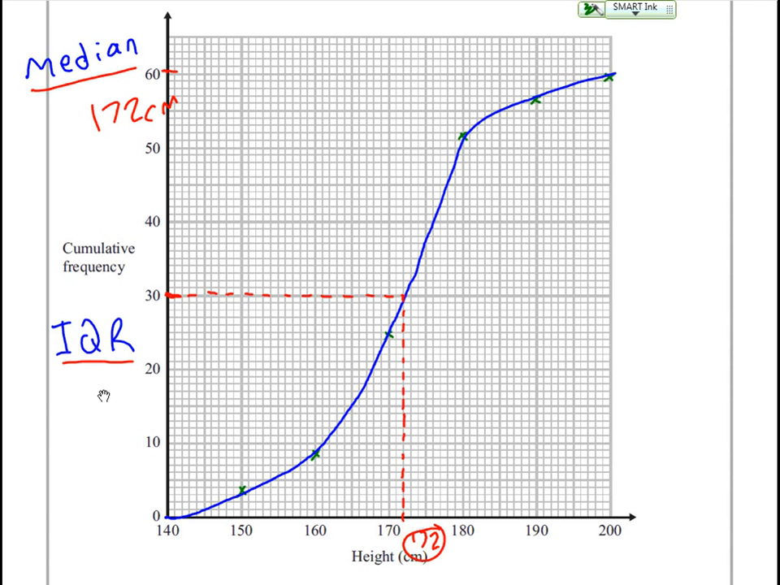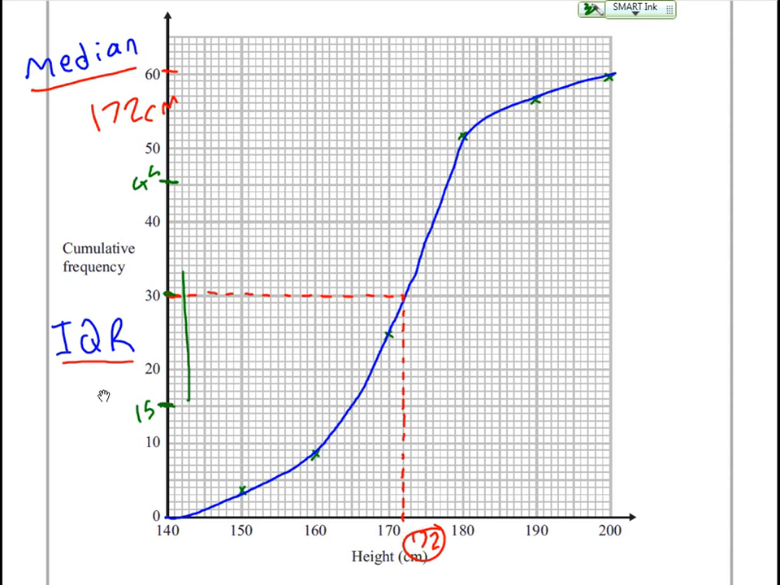Interquartile range is going to be the middle half of your data. So from the lower quarter to the upper quarter. Now, if you've got 60 people, then divide it by 4, you get 15. Okay, then halfway is 30, and 3/4 of the way through your data is at 45.